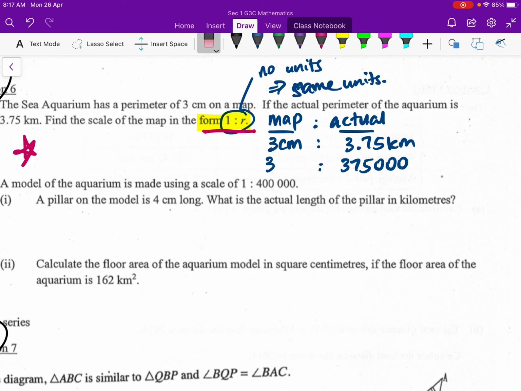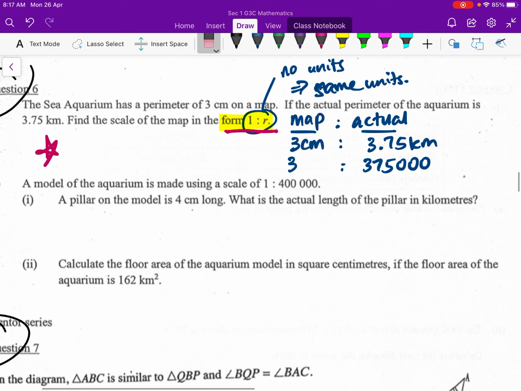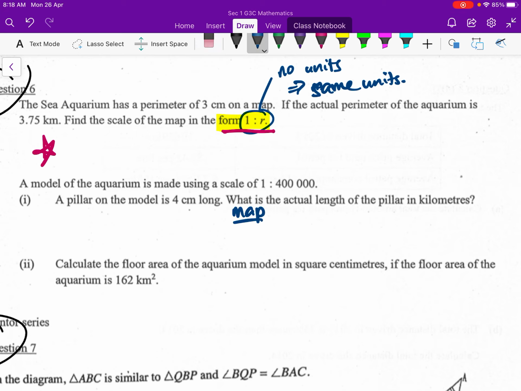Okay, just settle it quickly. Now part B, part 1, a model of the aquarium is used. It's made using a scale 1:400,000. Okay, now it's a different scale already. Let's just remove this. A pillar is 4 cm long. What is the actual length? Same presentation. Map to actual.